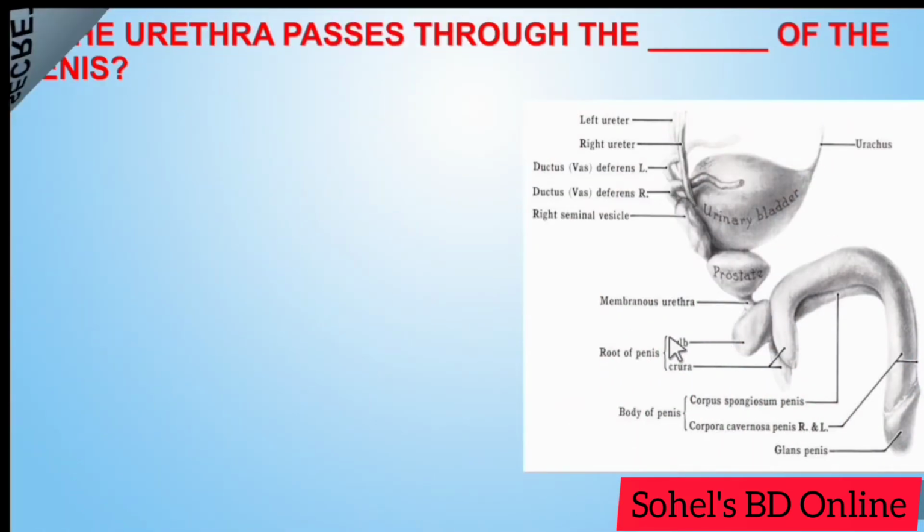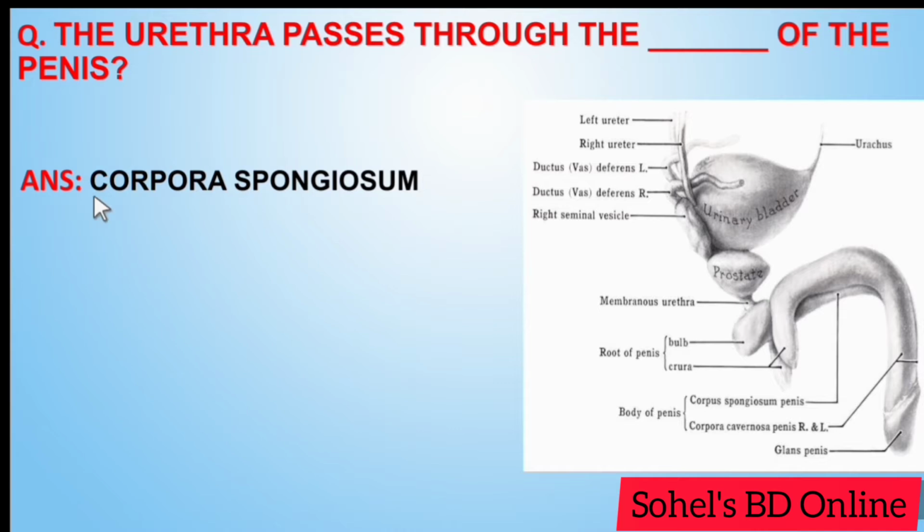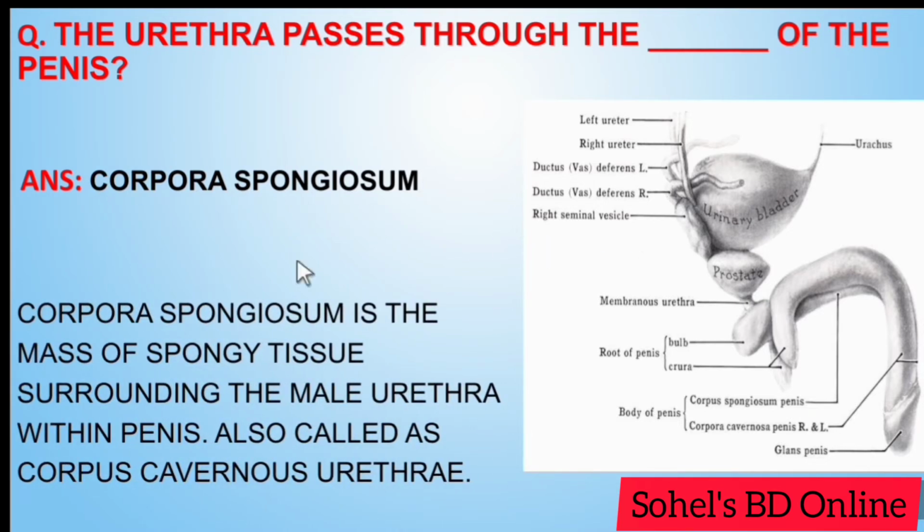Next, the urethra passes through the dash of the penis. Answer: corpus spongiosum. Corpus spongiosum is the mass of spongy tissue surrounding the male urethra within the penis, also called corpus cavernosum urethrae.